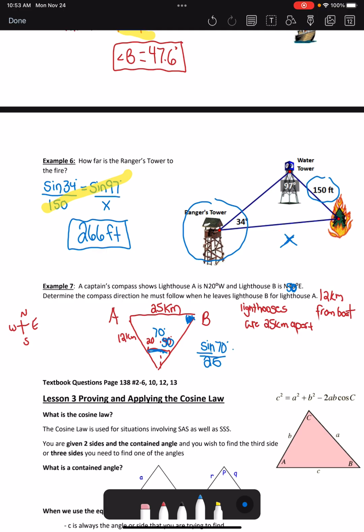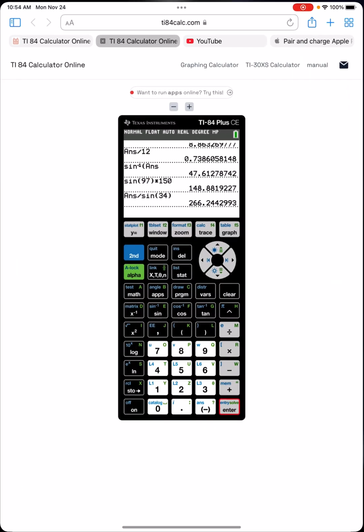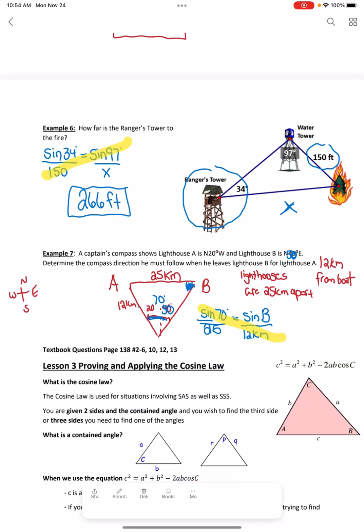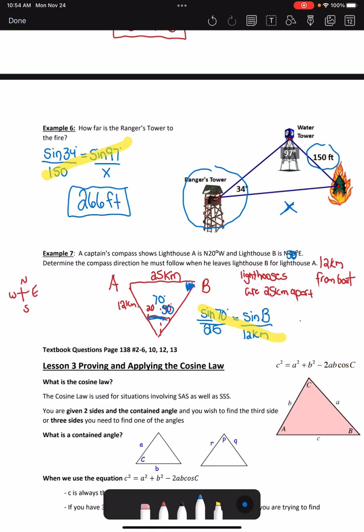Perfect. Equals sine B over the opposite side, which is 12. Now I'm going to cross multiply and divide. So I'm going sine 70 times 12 divided by 25, and I get 0.45. To get that as an angle, we go second function sine, and we get 26.8 degrees as our answer. So we're going to go ahead and write that out. And there's my final answer.